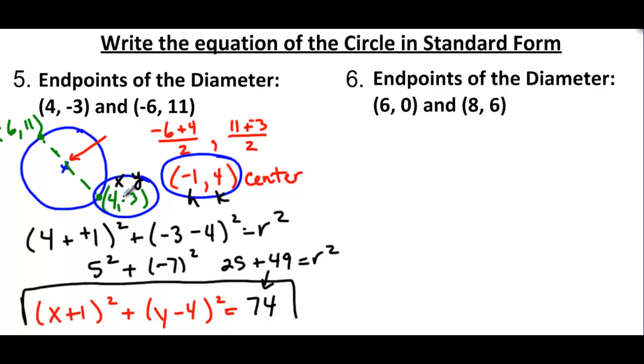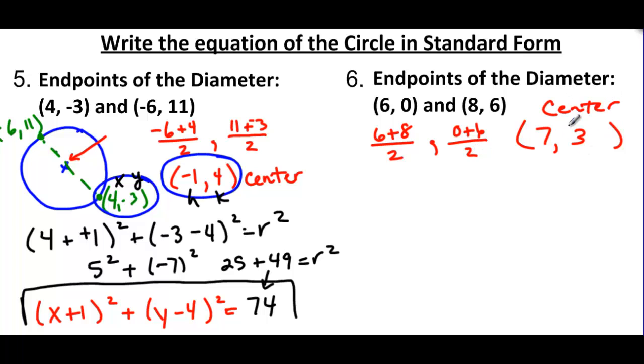So again, if you want to try one on your own, you can pause right now. If not, I'm just going to go through it, and you can see what the second one is. Now you don't really have to draw this out. If I know these are the endpoints, I know the center is right in between them. So I'm going to take the average of the x's, comma, the average of the y's, and I'm going to get my ordered pair. 14 divided by 2 is 7, 6 divided by 2 is 3. So my center is (7, 3).